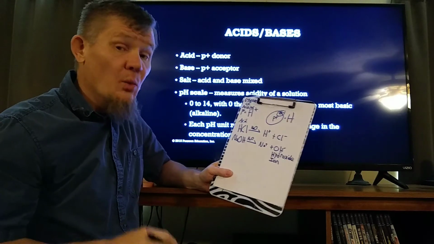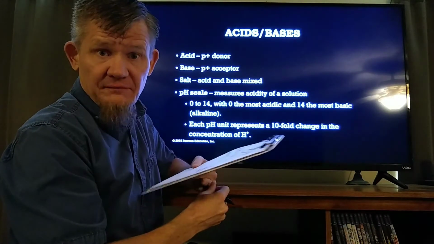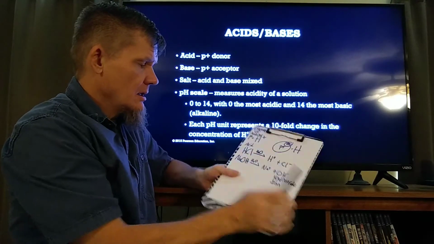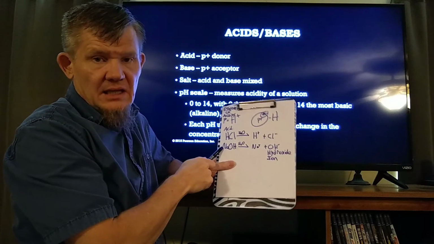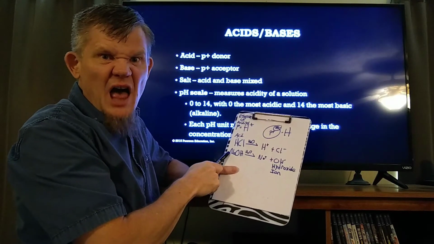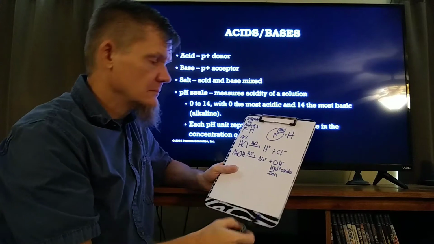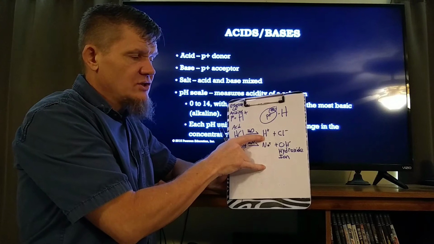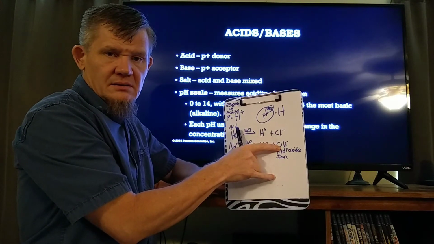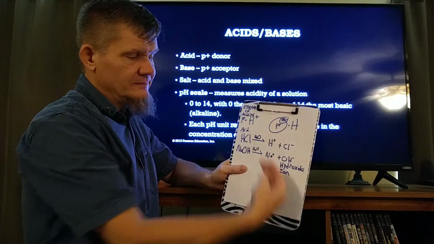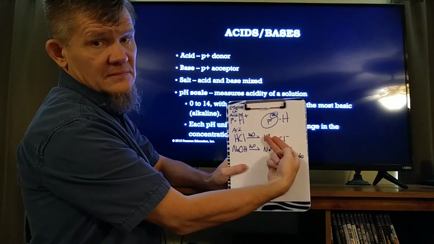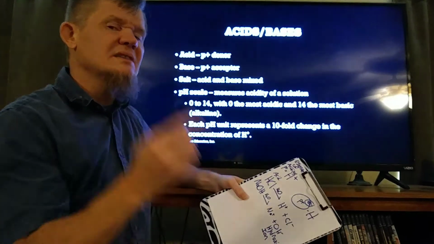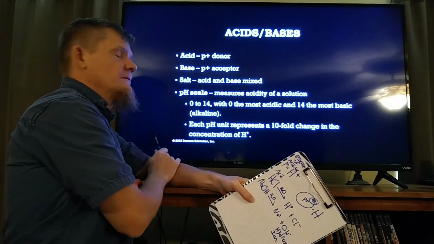What would happen if I mixed equal amounts of hydrochloric acid and sodium hydroxide? It's going to explode! No. What will happen is the hydrogen ions will attach to the hydroxide ions and leave me with what? Sodium chloride. A salt. A salt is an equal mixture of acids and bases.